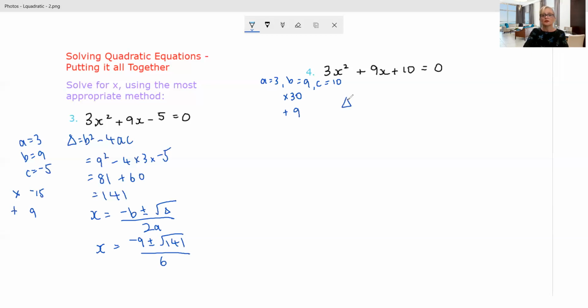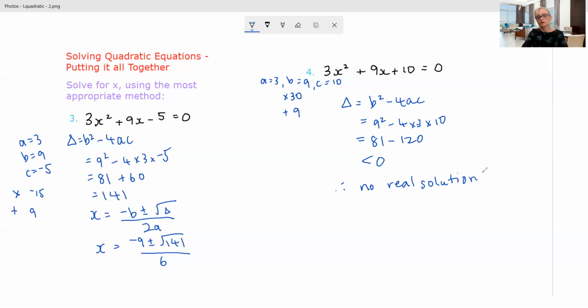So let's do our B squared minus 4AC, which is going to be 9 squared minus 4 times 3 times 10, which is 81 minus 120. Aha, that's why we couldn't factorise it. We have a negative discriminant. So not only are we not going to get rational solutions, we're not even going to get real solutions. So this cannot be solved in the real number system. So no real solutions, and it's perfectly fine to leave it at that.